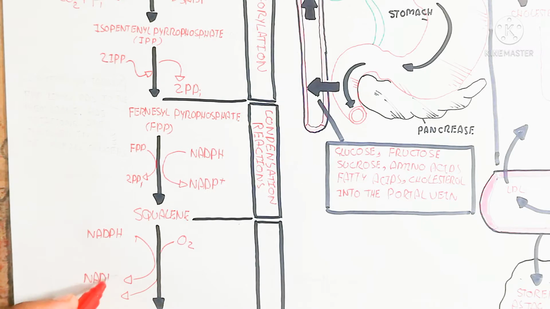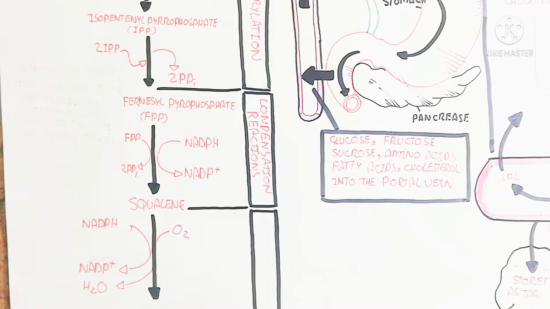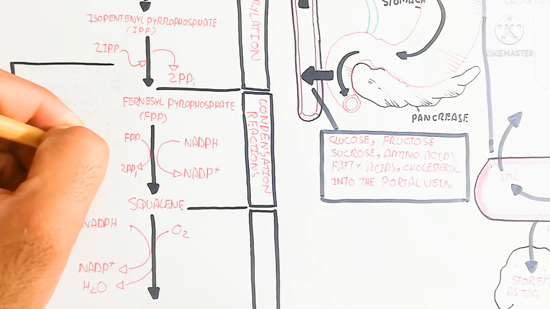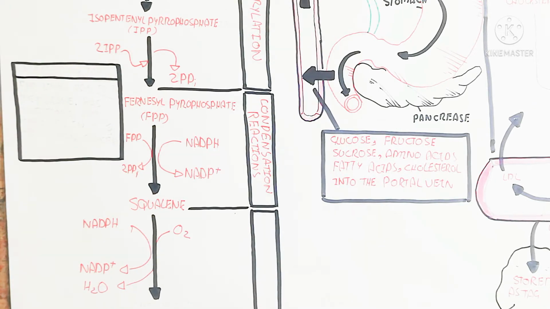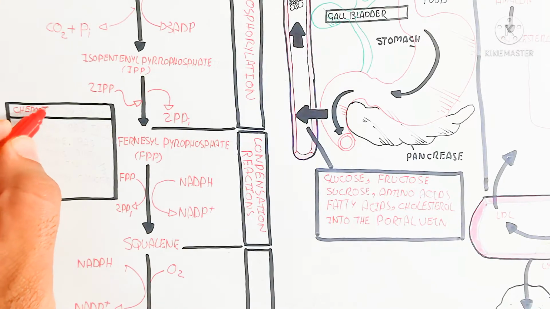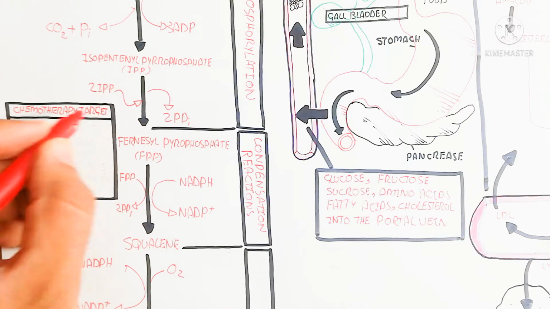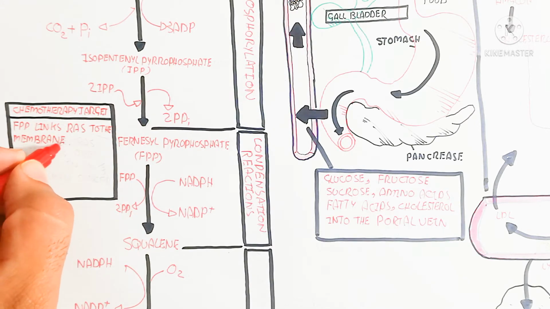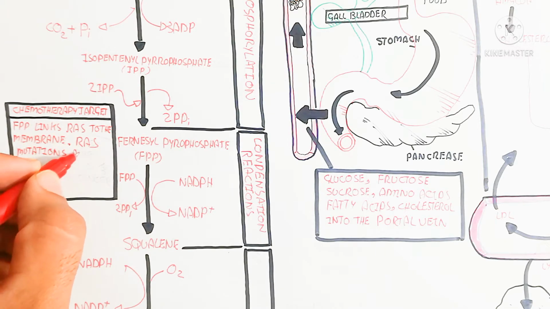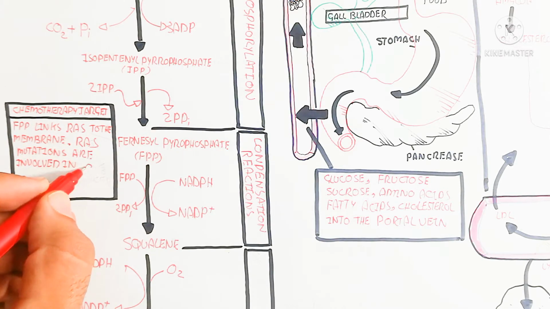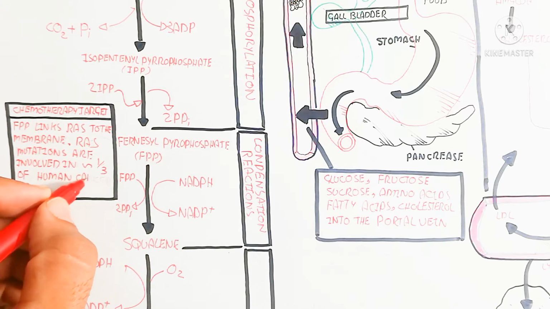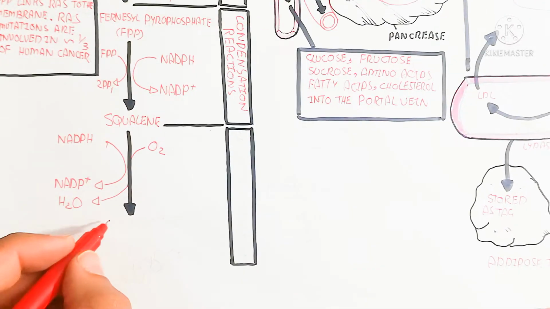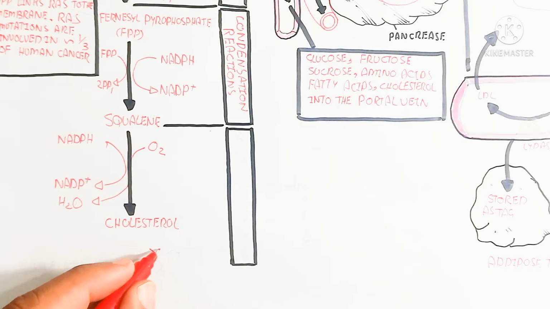Another thing is the squalene will be formed from the farnesyl pyrophosphate, and this is the condensation reaction from the squalene. And here the chemotherapy target is the FPP, farnesyl pyrophosphate, which is linked with the RAS to the membrane, and in this way the RAS mutations are involved in one third of human cancers. So in this way the FPP will be inhibited by the chemotherapy target. So the chemotherapeutic target is here, FPP.